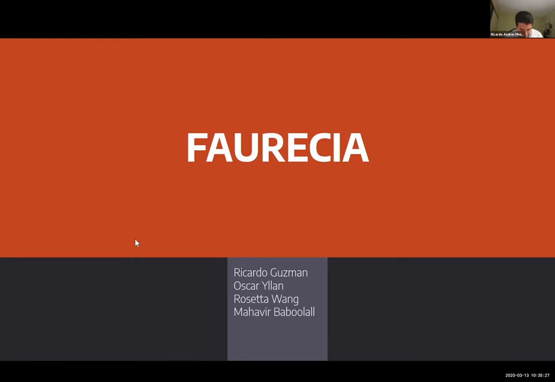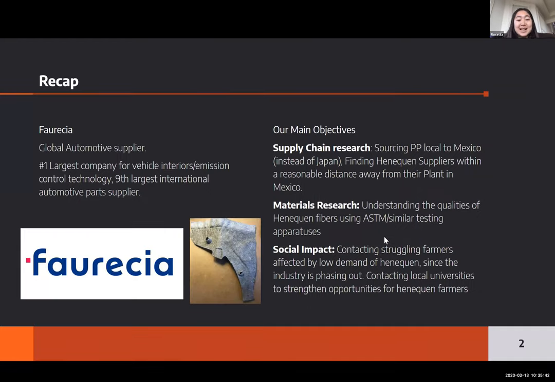So, okay, I'll start. When you think of the ultimate green car, what do you think of? Maybe a hybrid, maybe a fully electric car, like a Tesla. Well, add on to that vision a plastic-free interior of a car. So that's our ultimate goal.